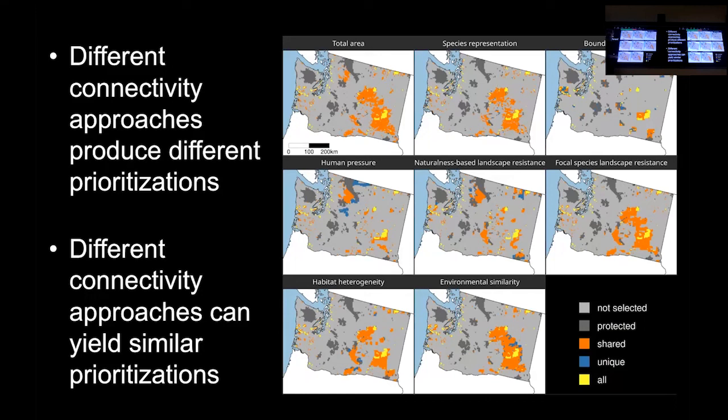Focal species is the idea you have one species that you really care about. That works well when you actually have one species you really care about. Here we use the greater sage grouse, and you can see that it gives you similar results to these ones. Habitat heterogeneity is the idea that discontinuities in vegetation cause issues for connectivity, and environmental similarity is the idea that connected gradients help connectivity. That can work well if you've got a lot of habitat specialists because they can't move through different environmental types. But if you have generalists, then they can go wherever they want. So you really want something like that instead.